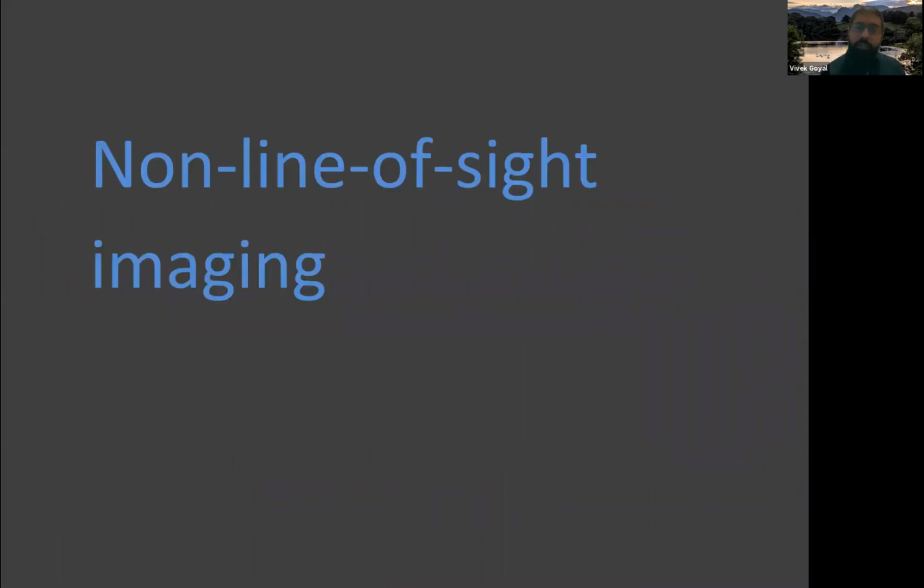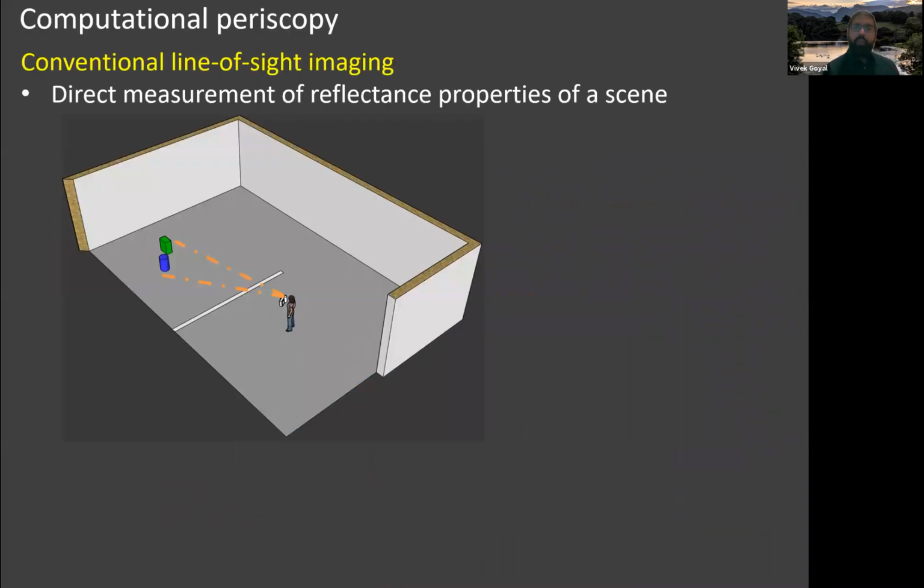Now I'll shift our attention to non-line-of-sight imaging. We've termed this computational periscopy because it builds a periscope using computation instead of mirrors. So far, we've been talking about line-of-sight imaging. This can include heavy computation, but it certainly doesn't have to.